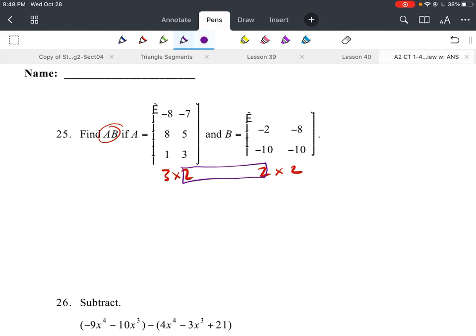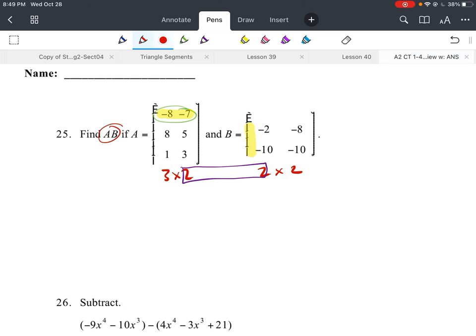Now, yes, you could put this in the calculator. I'm going to do this one by hand. These are really easy to do by hand. I would probably do both, if I had infinite time. All right, so I'm going to take this row and stand it up next to this column. What does that mean? That means this first element, 8, negative 8, is going to be multiplied by negative 2.